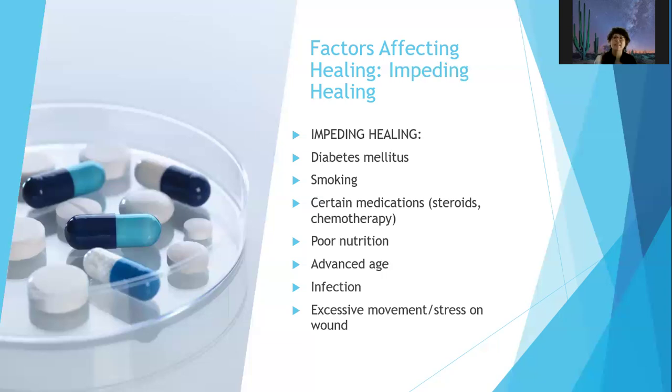And here's one of the ways it impedes healing. Certain medications, like steroid medications and chemotherapy, impede healing. We will find out in the next chapter. Steroids and chemotherapy can also impede your immune response. Poor nutrition, if you're not getting the adequate nutrients to heal those wounds, then that's going to impede healing. If you're very old, things don't work as well. It's harder to heal. If it's infected, it's harder to heal.